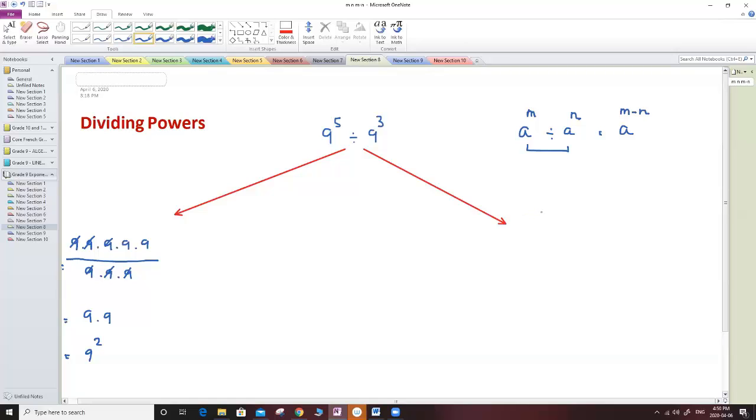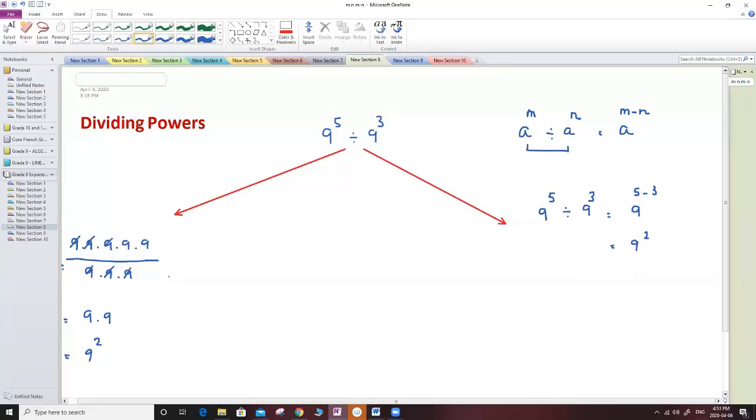So in this case, I have 9 as a base to the power of 5 divided by 9 as a base to the power of 3. Since it's division, that means my answer is going to be 9, but I subtract the exponent, which means 9 to the power of 2. And this is exactly the same answer as the student in grade 8 got.